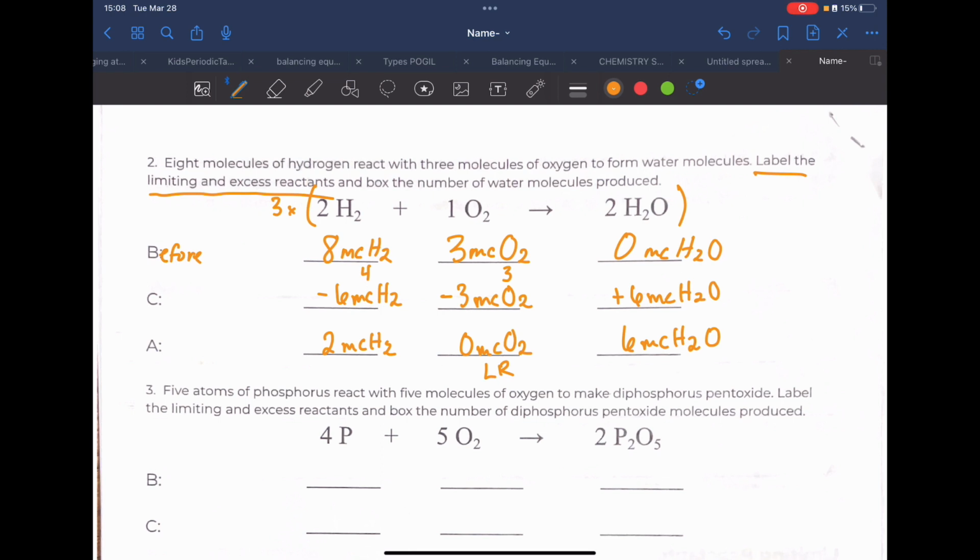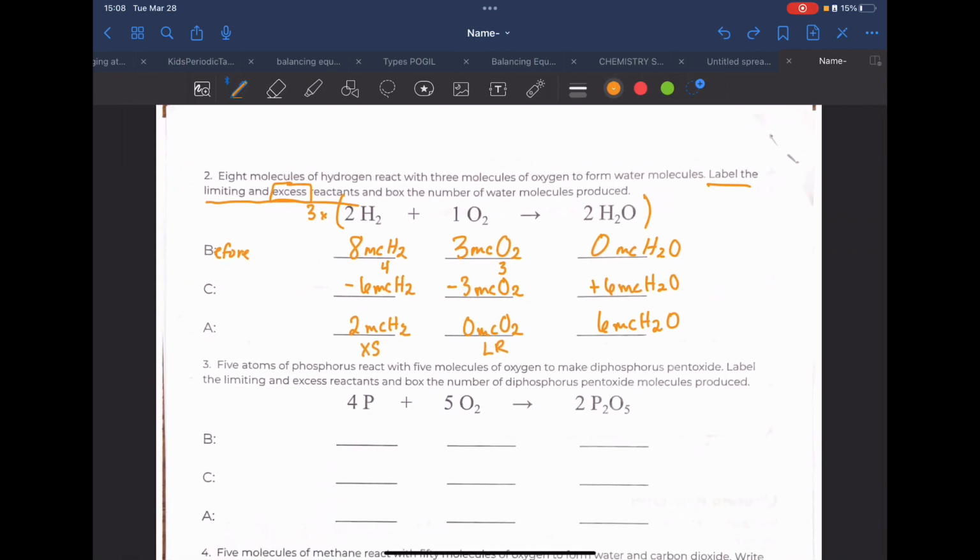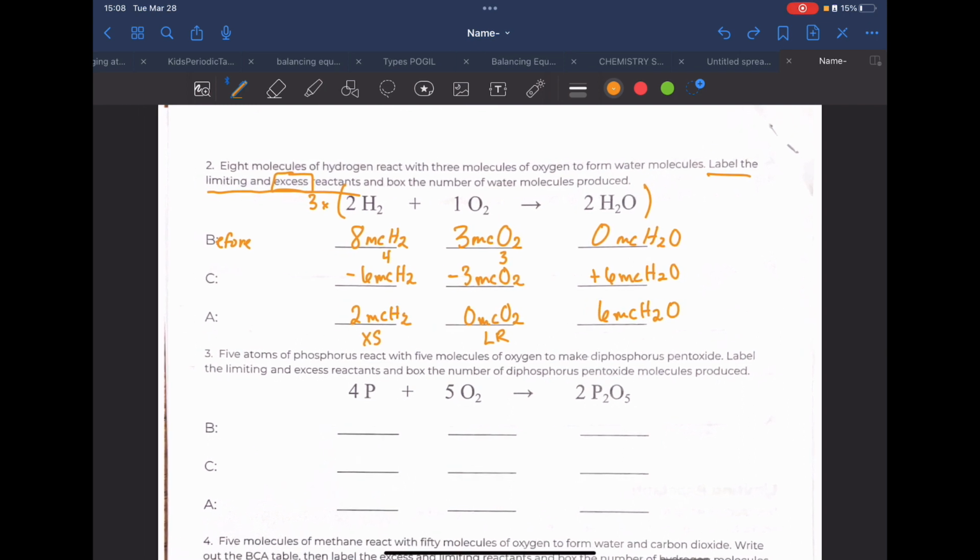The excess reactant is the other reactant. Excess means extra or leftover. So I can say that hydrogen is my excess reactant. And this is a way that I abbreviate excess. Get it? Excess. Cool. Box the number of water molecules produced. There we go.